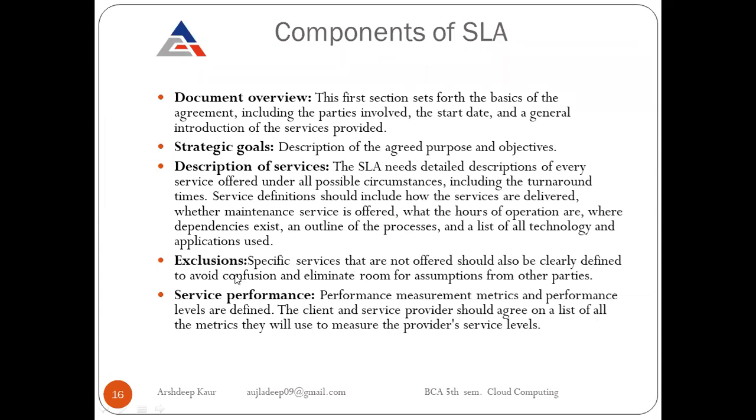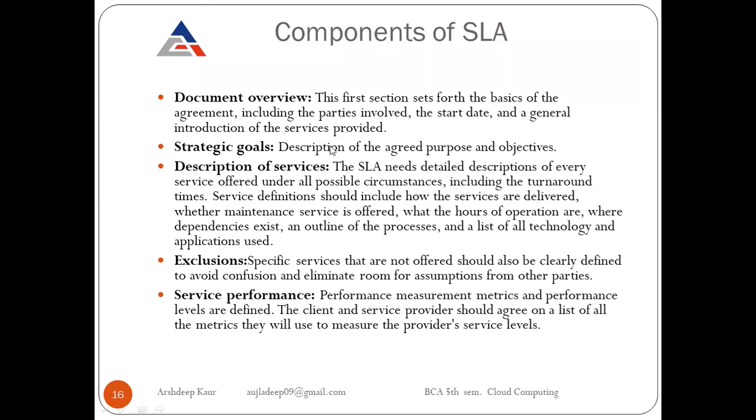Next we have exclusions. Specific services that are not offered should also be clearly defined to avoid confusion and eliminate room for assumptions from other parties. We have to make it clear for the client what types of services we are providing and what types of services we are not providing in order to avoid any type of confusion. Next is service performance. In this case, we have to check the performance of the services. So the client and service provider should agree on the list of all the metrics they will use to measure the provider's service levels. So these are the components.